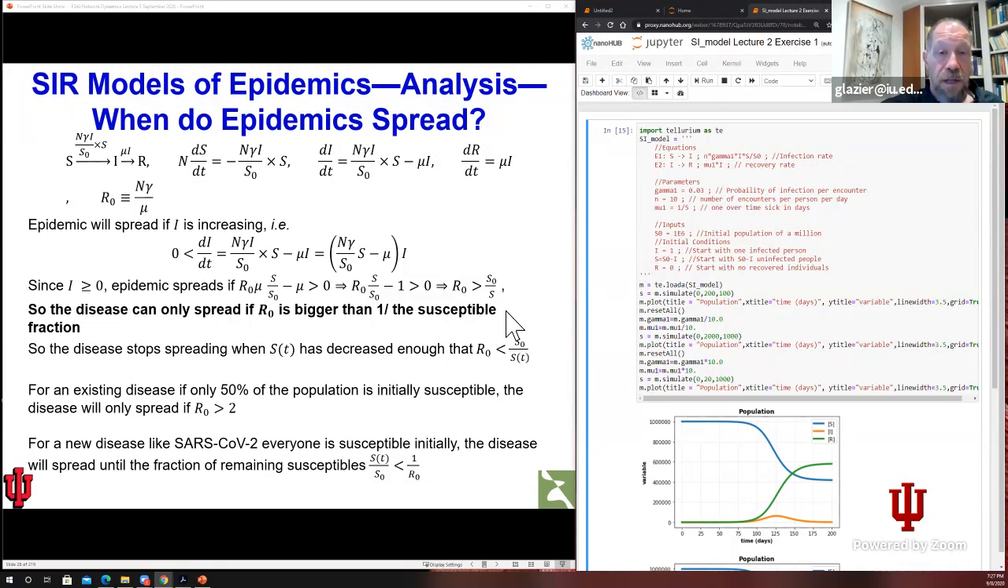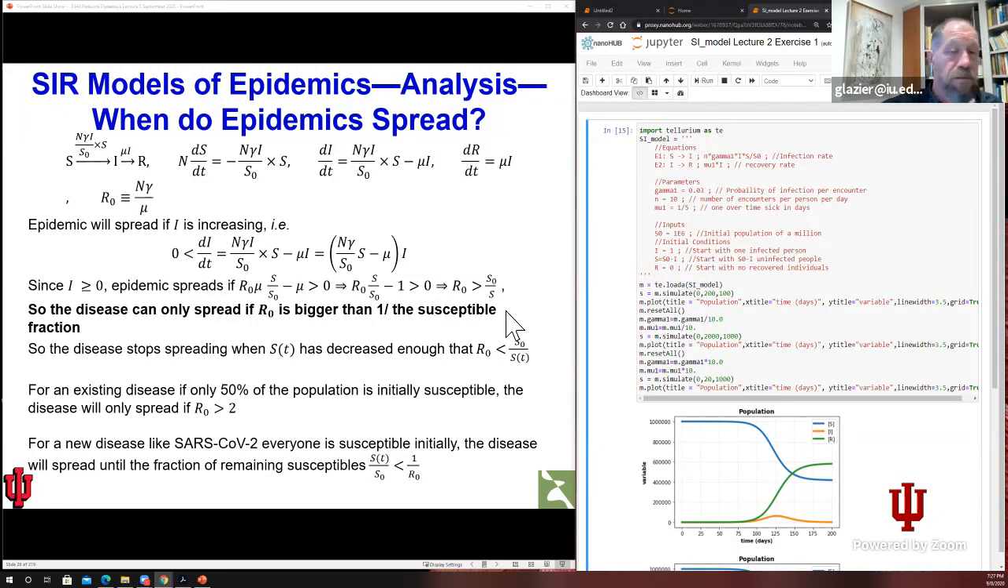If you're immunologically naive for a new disease like COVID, initially S over S naught is 1. So the reciprocal of that's 1, which means that the disease spreads no matter what, as long as R naught's bigger than 1, which it has to be for any disease to spread. And it will stay spreading until the fraction susceptible is less than 1 over R naught.